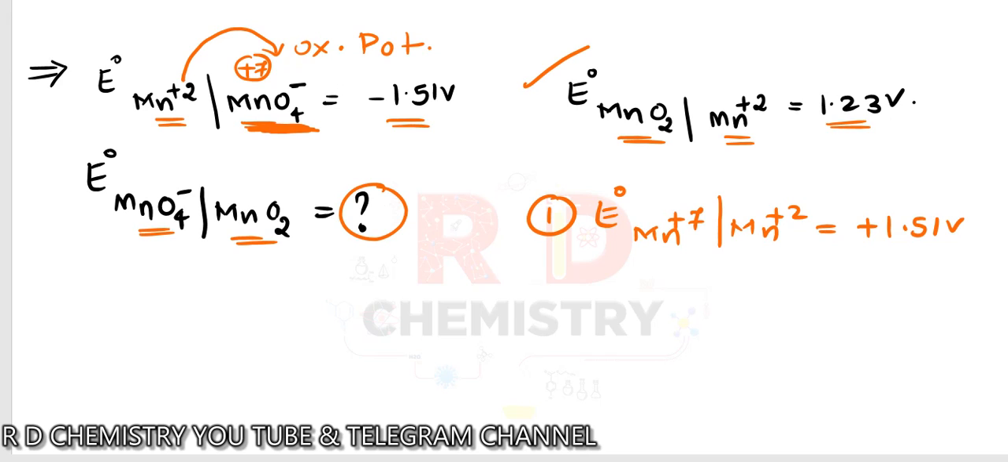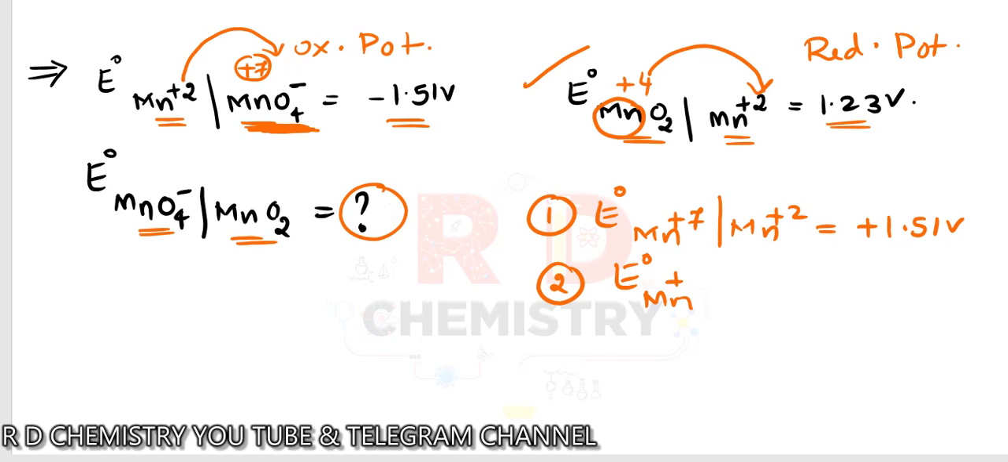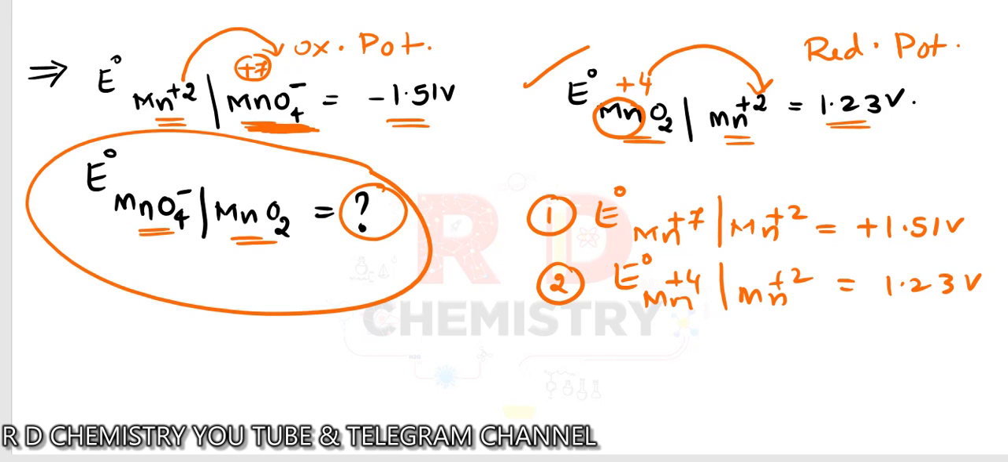Next data you see here, MnO2. Here the oxidation state of Mn is plus 4. Plus 4 will become plus 2. So therefore it is a reduction reaction, and this value is a reduction potential, right? So the second data stays as it is, no change. E naught of Mn plus 4 becoming Mn plus 2, its value is equal to 1.23 volt.